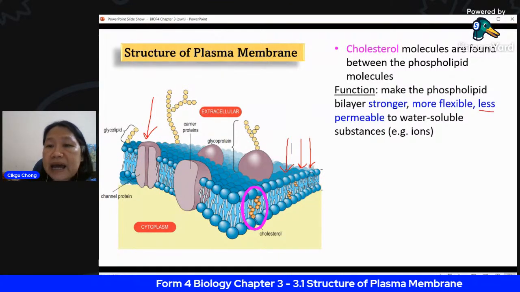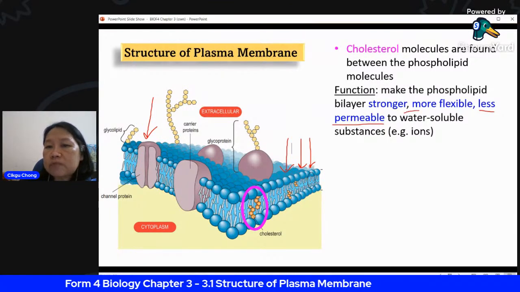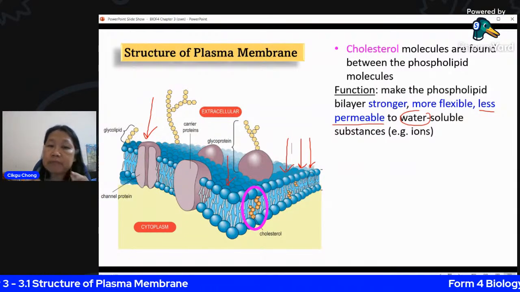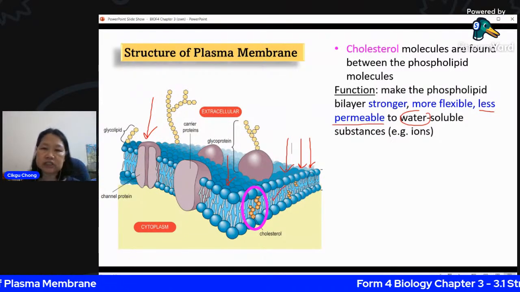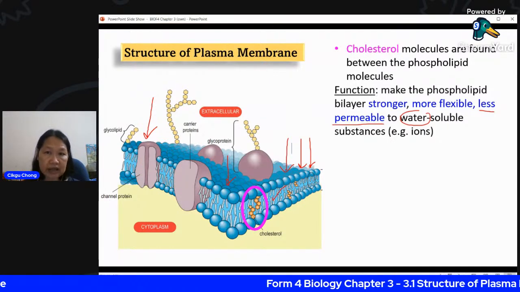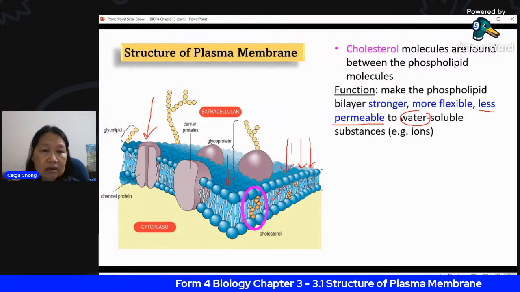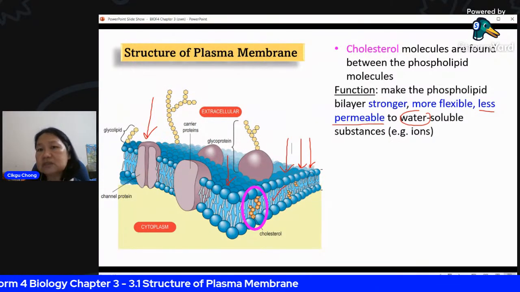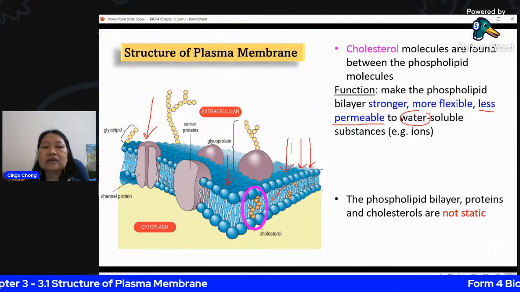So cholesterol makes the membrane less permeable. Water-soluble substances will not be able to pass through the phospholipid bilayer because of the presence of cholesterol, because cholesterol is a lipid, and anything lipid will not allow water-soluble substances to pass through. All right, next.